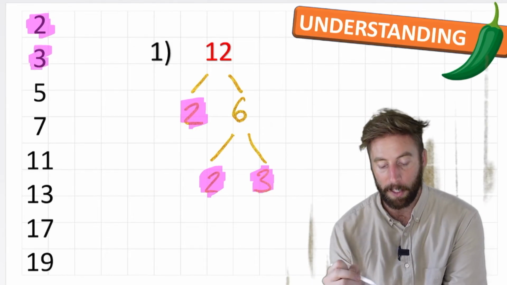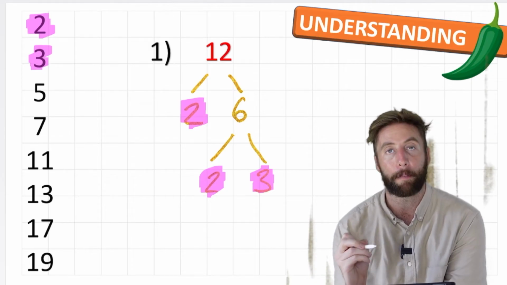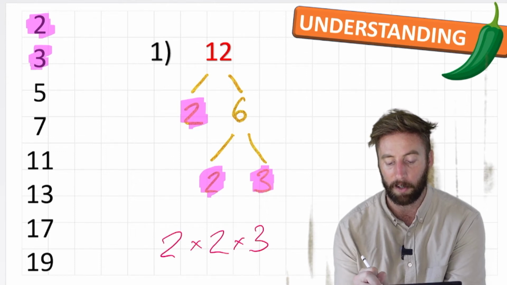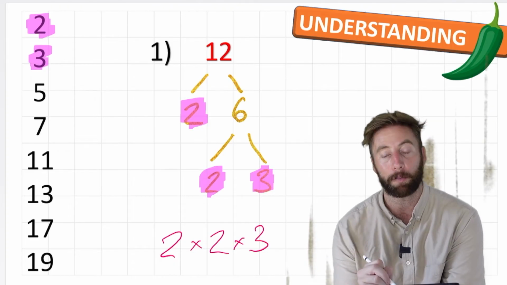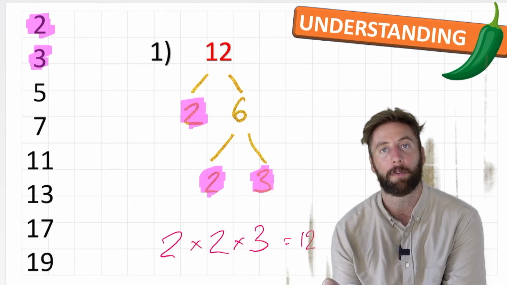So what we've done here is we've got our factor tree all the way down to prime numbers. So our prime factorisation for the number 12 would be 2 times 2 times 3. 2, 2, and 3. And if I multiply 2 times 2 is 4, times 3 is 12. Therefore, we know we've got it right.